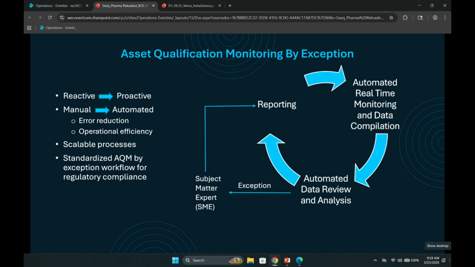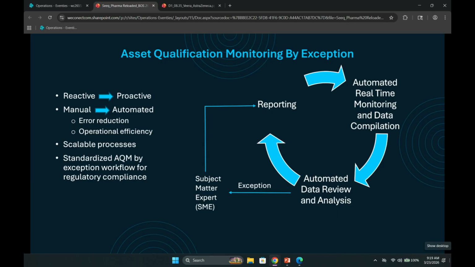And so if there is nothing to report, if there are no exceptions, this just continues to happen with very minimal involvement from your SME. Then when exceptions actually do occur, your subject matter experts get involved. They take it through the root cause analysis, really understand what's causing those exceptions, and then go into the reporting process.